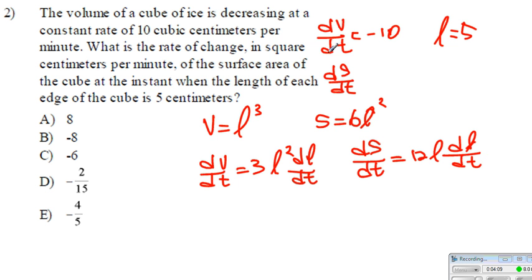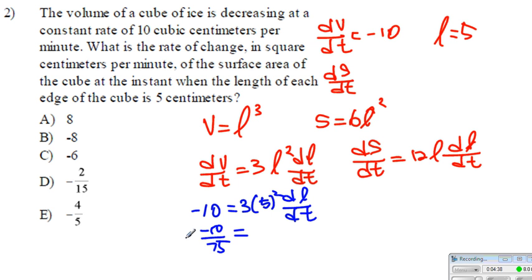Now, since we know that the volume is decreasing at this rate, then we should be able to put these two values in. So we have -10 is equal to 3 times 5 squared times dL/dt. Once you figure this one out, you'll realize that we have -10 over 75 is equal to dL/dt. Then, when you simplify this one further, dividing top and bottom by 5, we get -2 over 15.